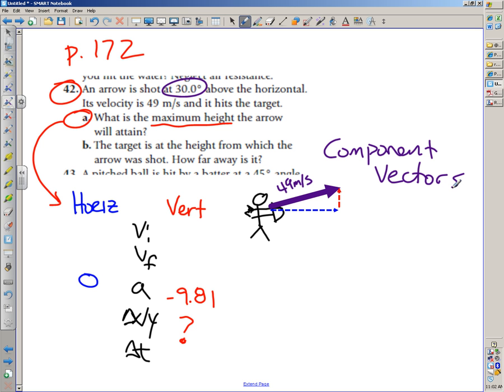So we can use the facts that the arrow was shot 49 meters per second, 30 degrees above the horizontal, to find the component vectors. We said the component vectors become what in this chart over here? Our initial velocities. So go ahead and figure out what the component vectors of this velocity are.